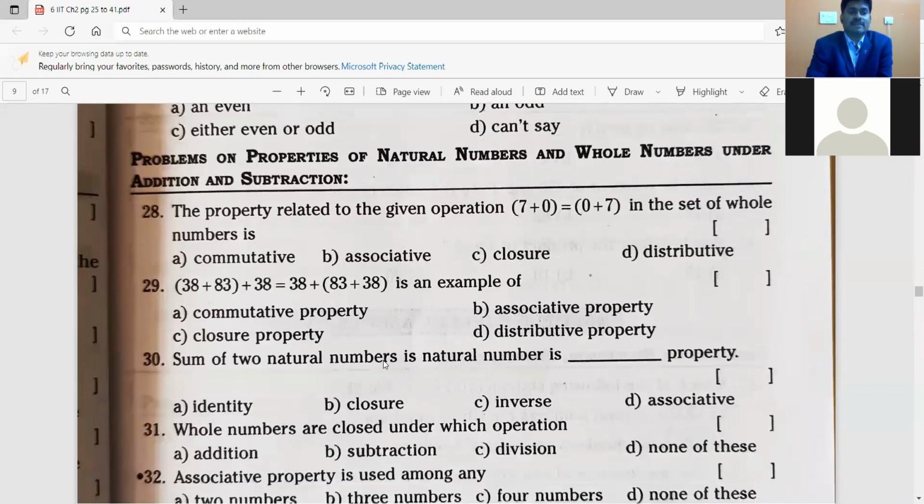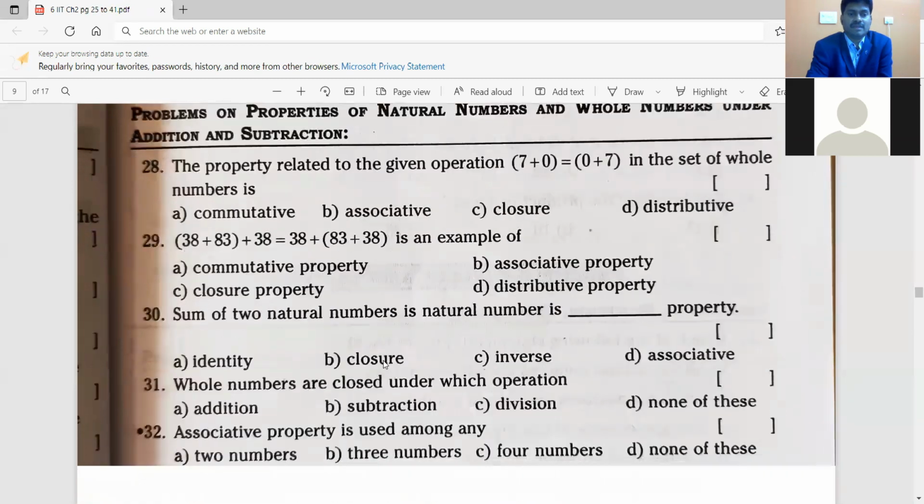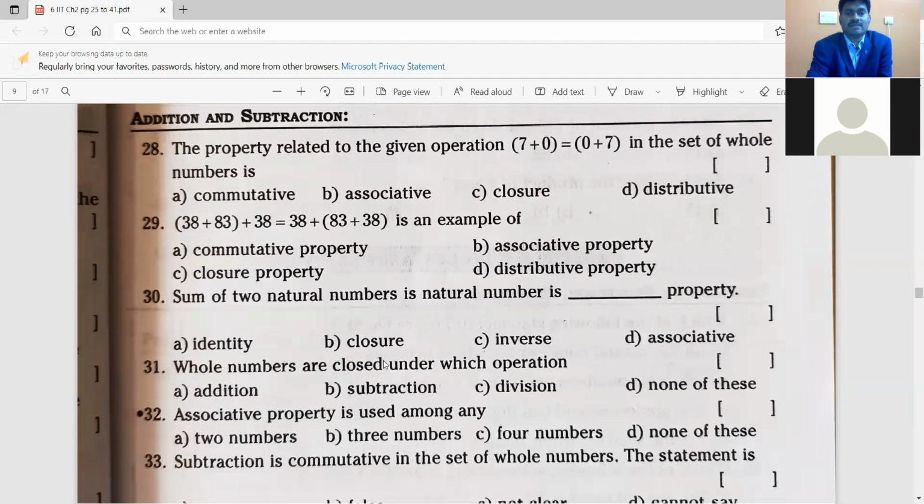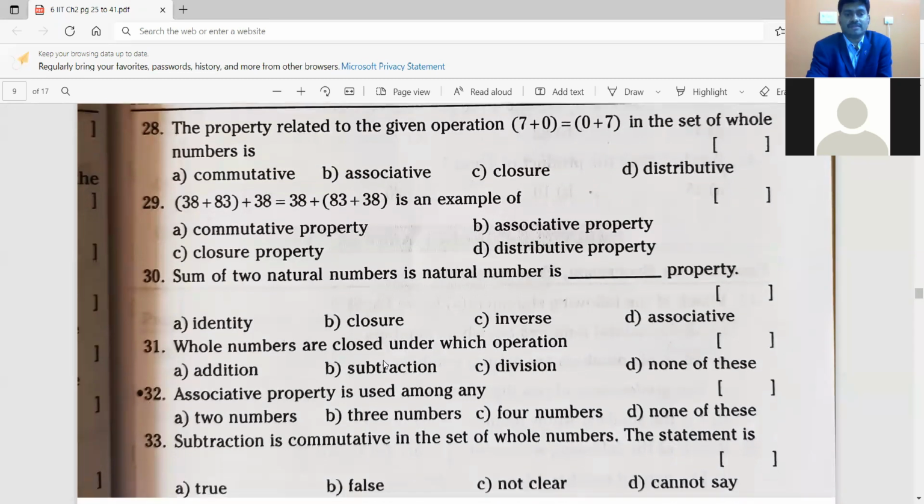38 plus 83 plus 38 is equal to 38 plus 83 plus 38 is an example of, yes, associative property under addition. Next, the sum of two natural numbers is a natural number. 2 plus 1 is equal to 3. 5 plus 6 is equal to 11. It is a closure property.